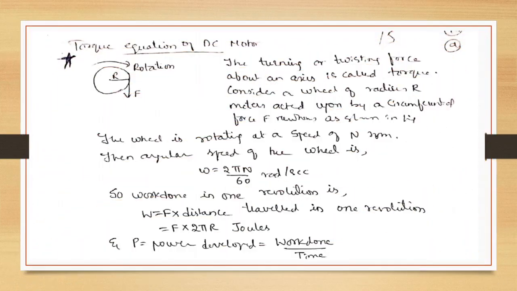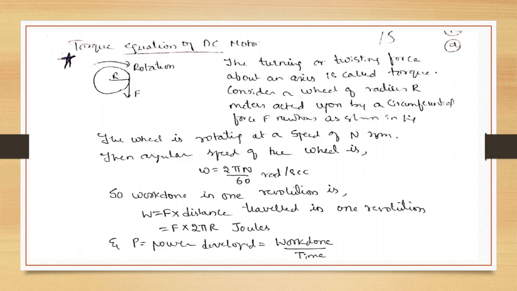Let us see now the torque equation of a DC motor, very important. You may expect this in long questions or short questions, whatever it can be in the final exam. So this topic is very important. So let us consider a wheel which is rotating at a speed of n rpm. And let us first see what exactly is torque.